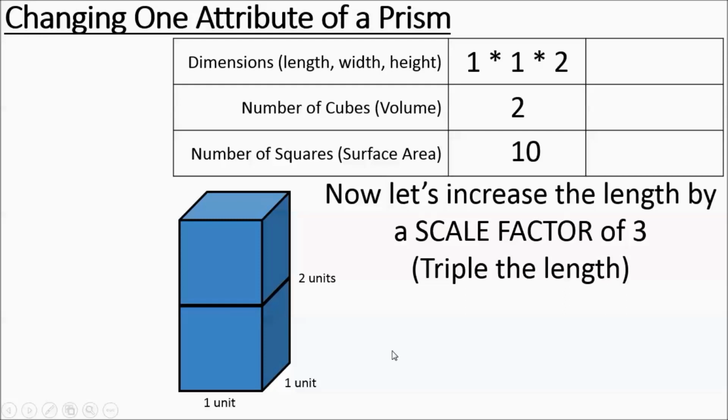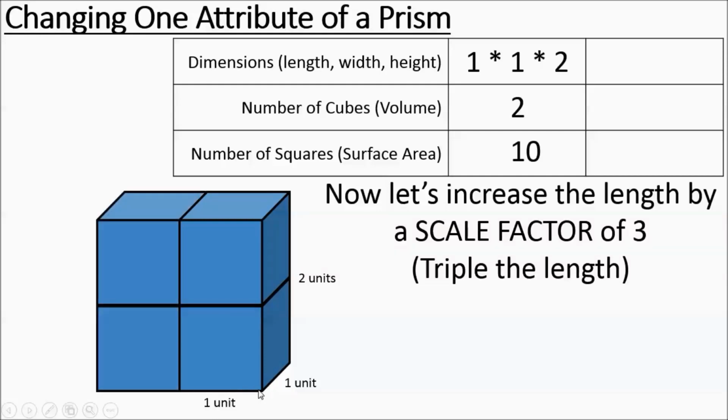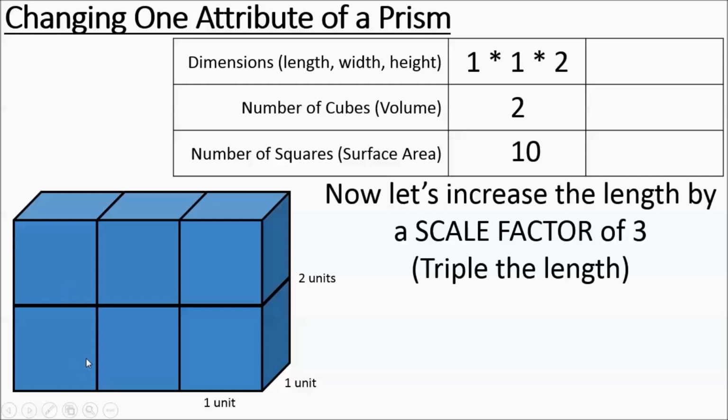So if you look at the picture, we have our length originally as 1. I'm going to be tripling that. That means I'm going to be sticking 2 more sets of blocks onto it. So we now have our new dimensions. It was 1 by 1 by 2. Our new dimensions, when we put those 3 units together, is a 3 by 1 by 2. So I've increased my length by a scale factor of 3. The total number of cubes now has increased. We have a total of 6 cubes.